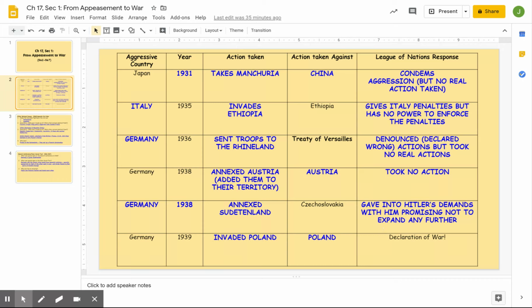So in 1939, we see Hitler invading Poland, and the League of Nations finally does something. So we see Britain and France declaring war on Germany.